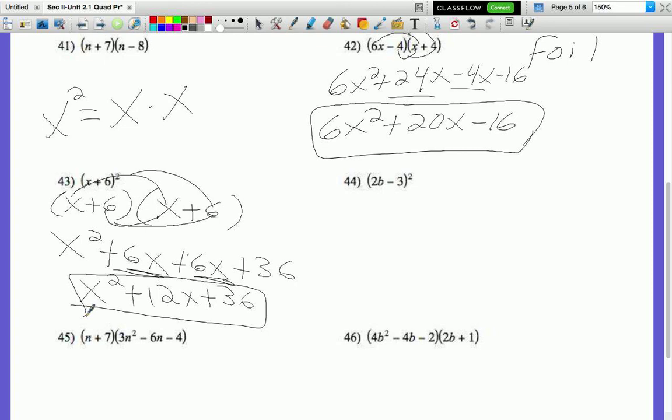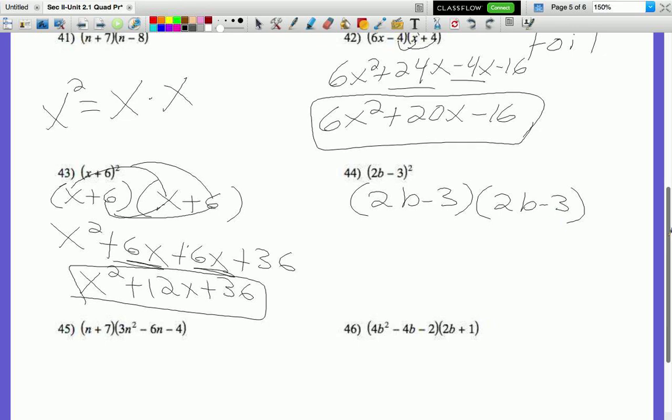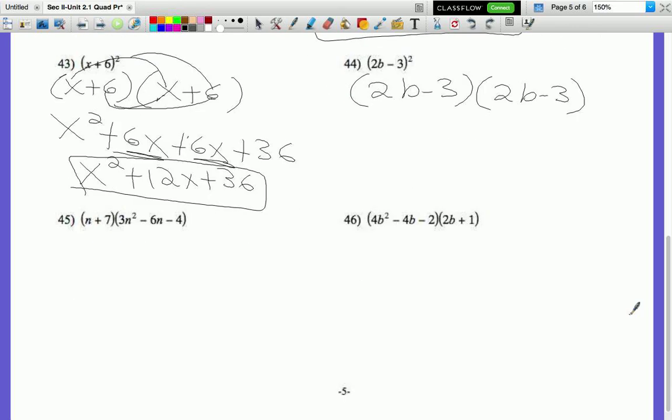So 44, I'll set up 44 for you, but I won't solve it. The square just means itself times itself. So 2b minus 3 times 2b minus 3. Okay, and then you take the FOIL and multiply it out. I do want to talk about one of the bottom problems. Let's do 46. 46 and 45 are very similar.